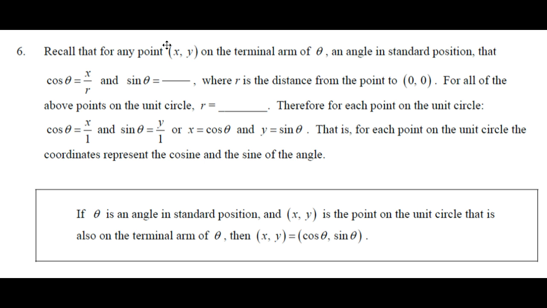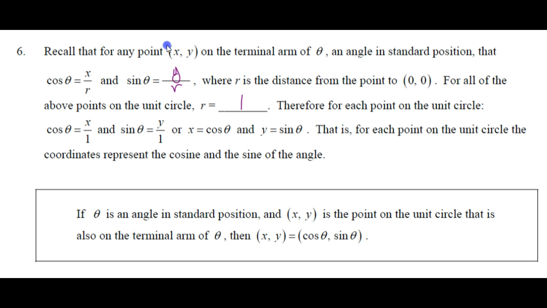Okay. Now, recall that for any point (x, y) on the terminal arm of theta in angle standard position, cos theta is x over r, sine theta is y over r, where r is the distance from the point to (0, 0). For all the above points on the unit circle, r is equal to 1. Therefore, cos theta is what we already talked about, right? The x value is cos theta. The y value is sine theta. So for each point on the unit circle, the coordinates represent cosine, comma, sine, right? So if you draw the unit circle, you're looking at cosine, sine.